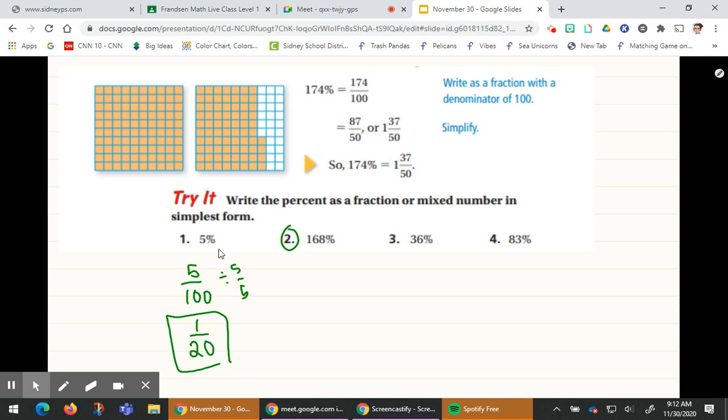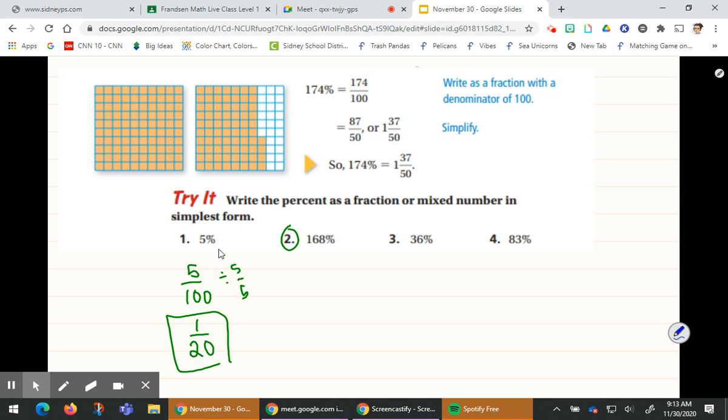You're missing something. You divided by 4? Uh-oh. Okay.